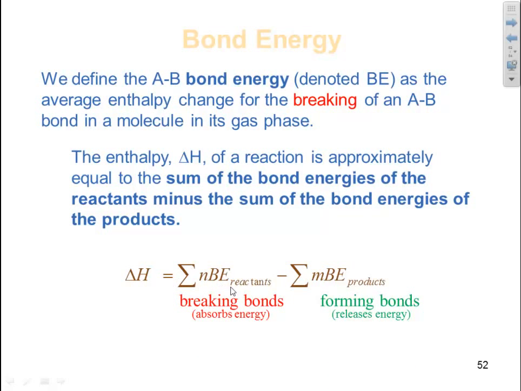In this process, when you break bonds, you're absorbing energy. When you're forming bonds, you're releasing energy, so the sum of all that energy will give us the delta H of the entire reaction. If we absorb more energy to break the bonds than we release in forming bonds, then we end up with a positive delta H. If we absorb less energy than we release by forming bonds, then we have a negative value. Note, this is the bond energy of your reactants minus your products. This is the complete opposite of what we had in the thermochemistry chapter.